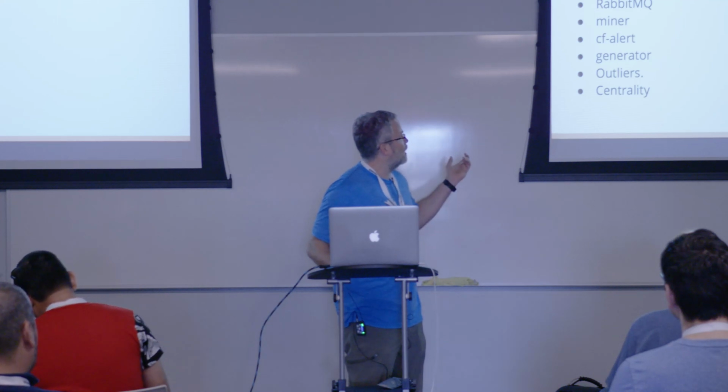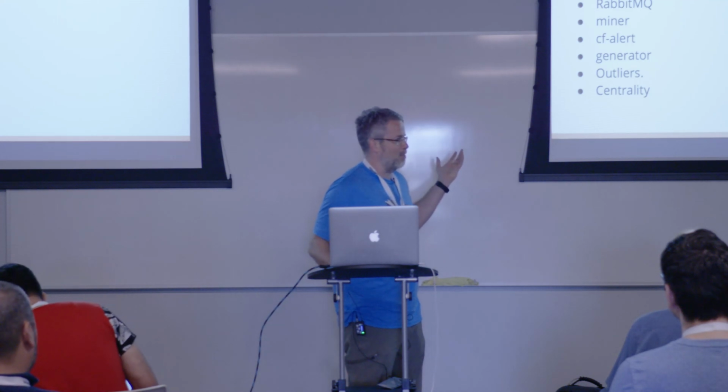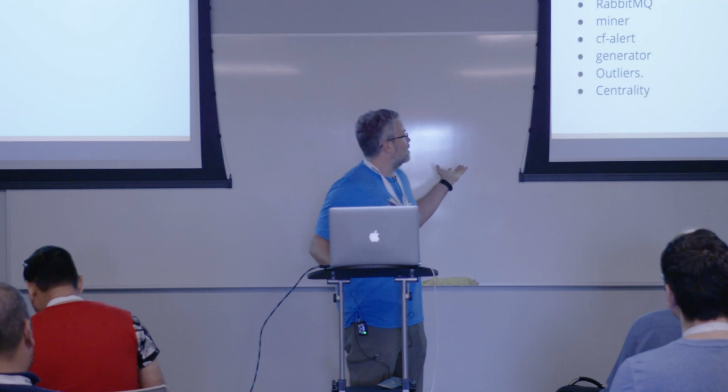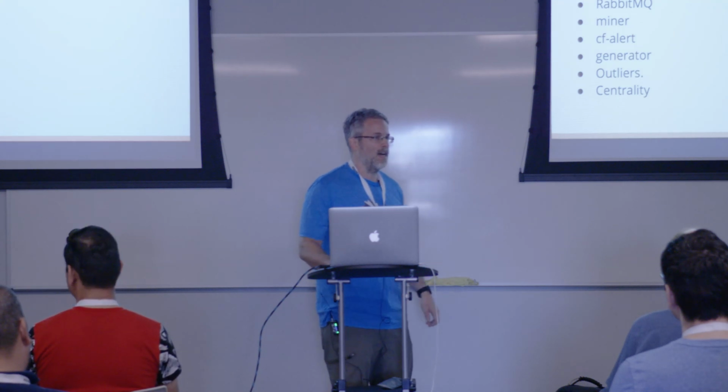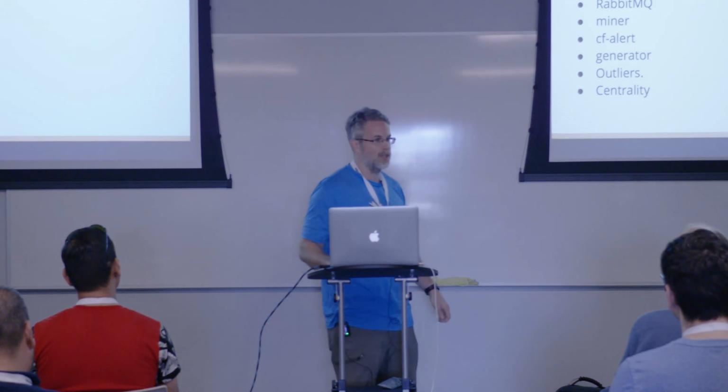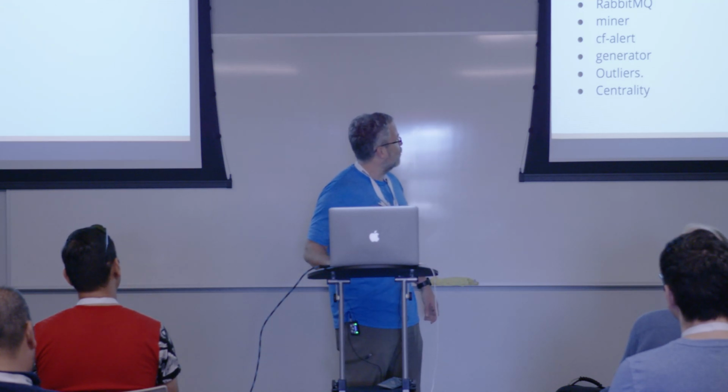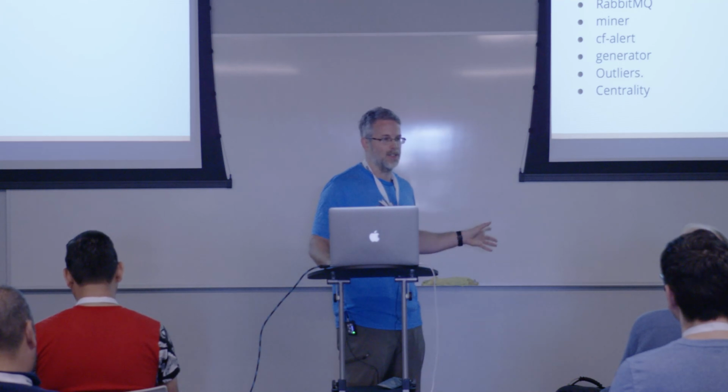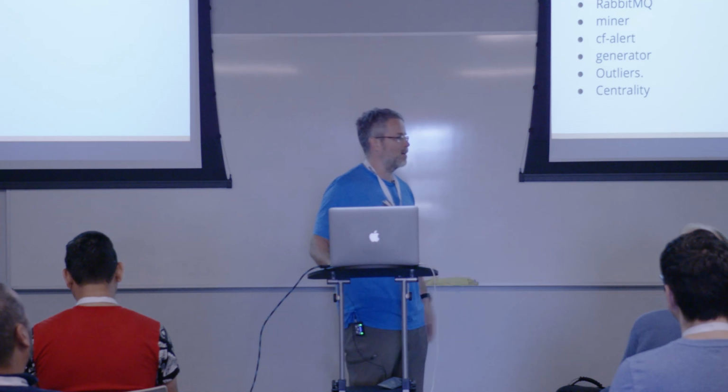Going to talk real quickly about 3 things I wrote. One is minor, CF alert and generator. And these are really just to illustrate the techniques. I'll put the code out there for anybody to use. And then real quickly talk about graph databases, outliers and centrality, and where that comes into play.